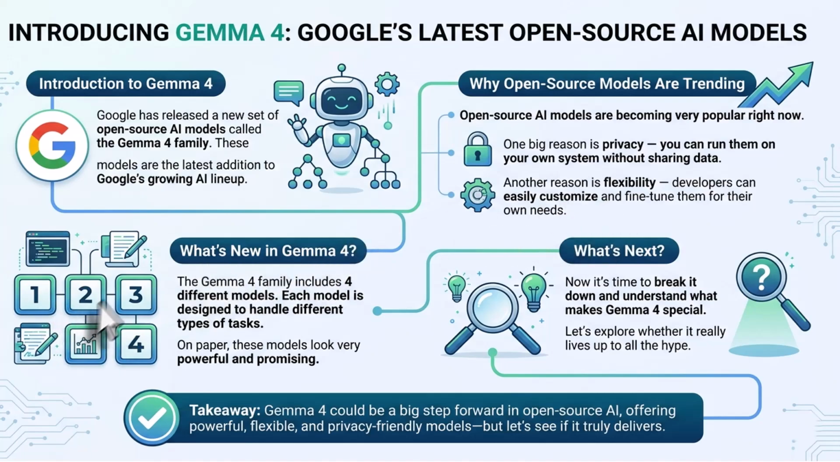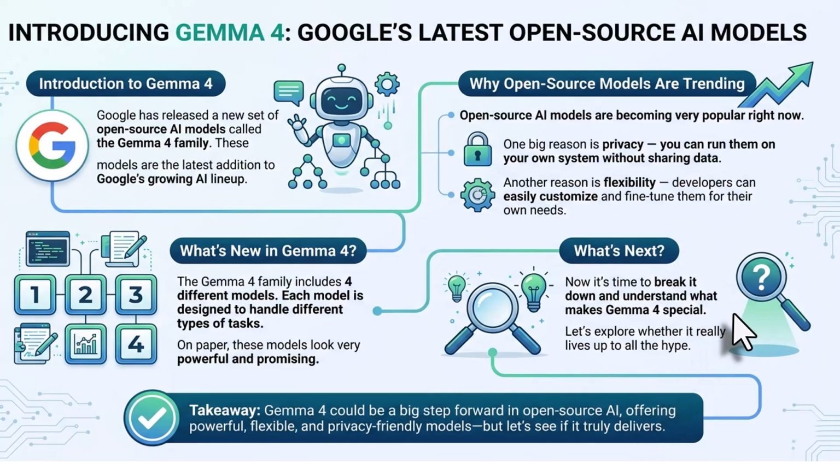The Gemma 4 family includes 4 different models, and each model is designed to handle different types of tasks. On paper, these models look very powerful and promising. Okay. So with this background, let's break it down and understand what makes Gemma 4 special. Also, let's explore whether it really lives up to all the hype. Okay. So the takeaway is Gemma 4 could be a big step forward in open source AI. Why? Because it offers powerful, flexible, and privacy friendly models. But now let's see if it truly delivers.